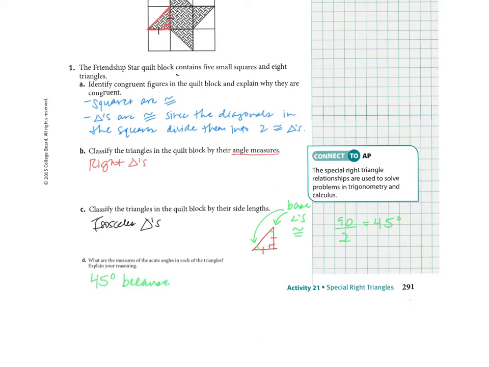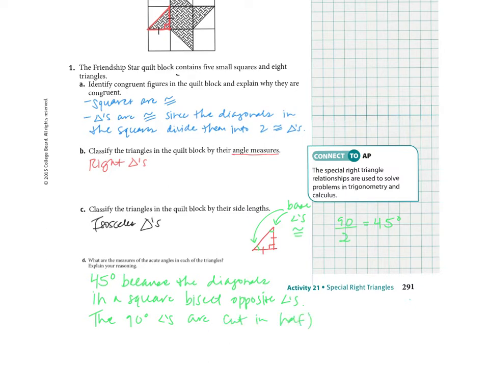And this is because we know the diagonals in a square bisect. Remember this from our quadrilaterals unit. They bisect opposite angles, right? So this means the 90-degree angles are cut in half. That's kind of just a tidbit for you to remember off to the side.